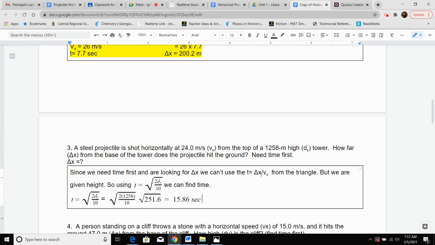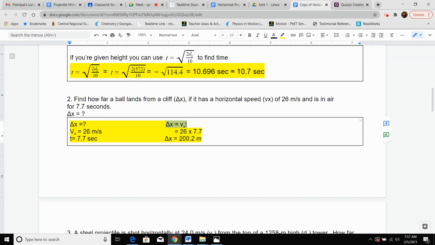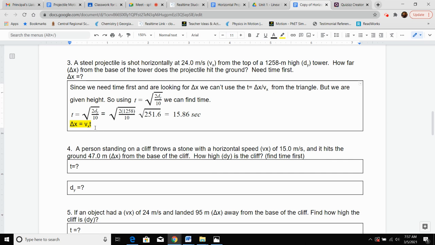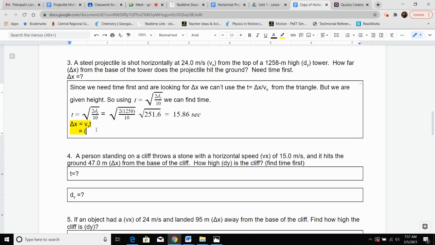And again, we're solving for delta x. So that equation is this one here. We have Vx, which was given to us in the beginning of the problem, of 24 meters per second, and we just solved for time of 15.86 seconds. So now we just need to solve for that. Times 24, 380.64, and the unit is going to be meters. Now you don't have to write all of this here in the beginning. I'm doing that for you guys, so that it makes sense to y'all.